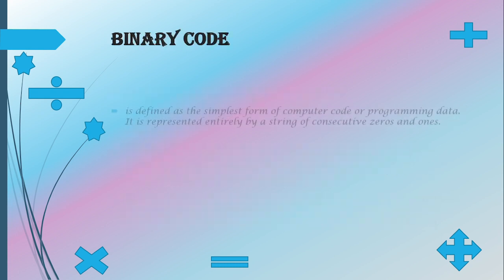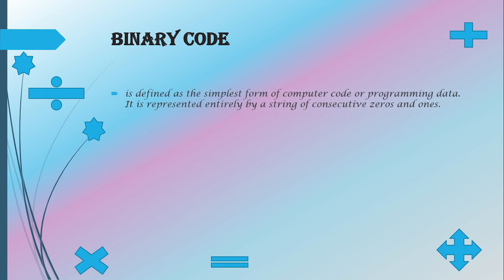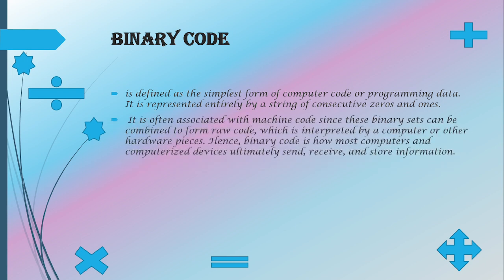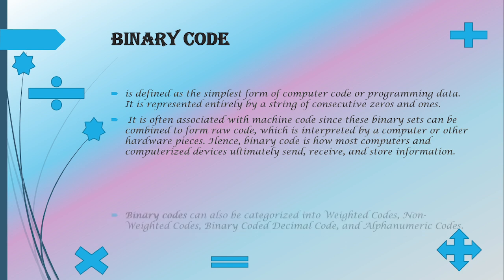Next is the binary code. Binary code is defined as the simplest form of computer code or programming data. It is represented entirely by a string of consecutive zeros and ones. It is often associated with machine code since these binary sets can be combined to form raw code, which is interpreted by computer or other hardware pieces. Hence, binary code is how most computers and computerized devices ultimately send, receive, and store information.